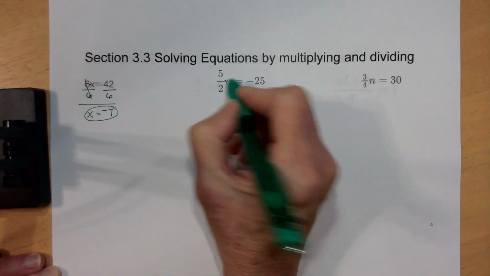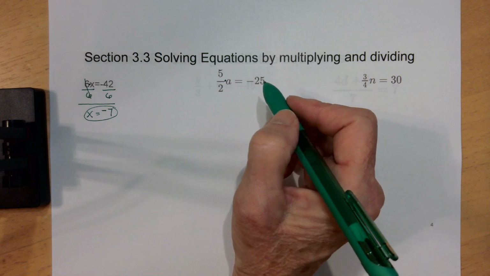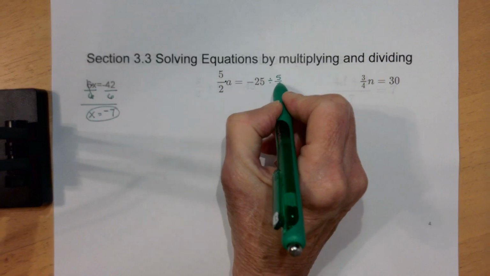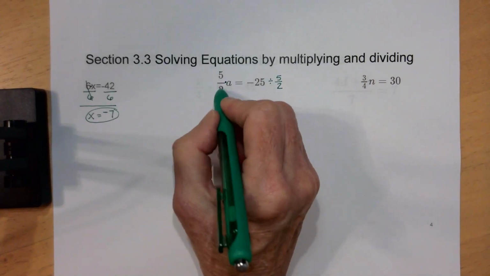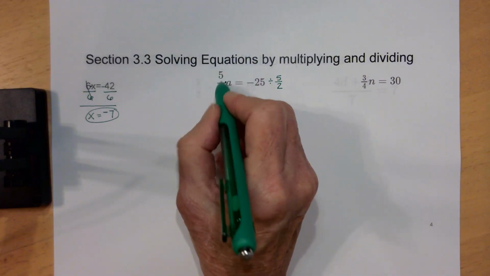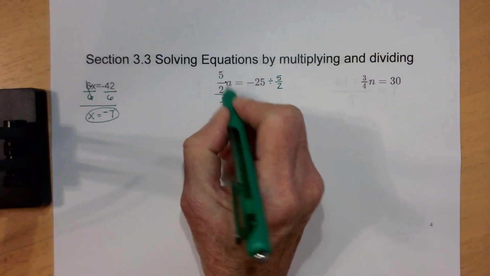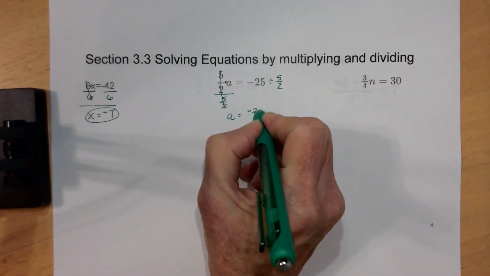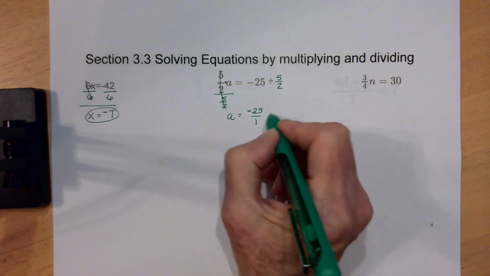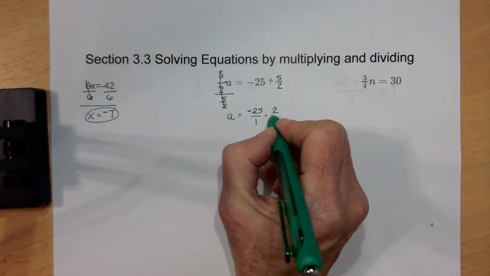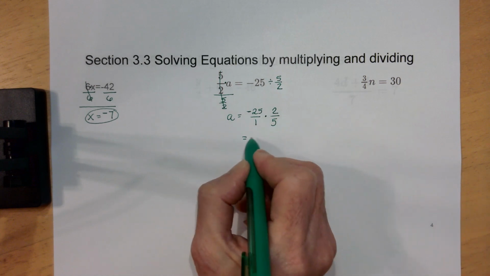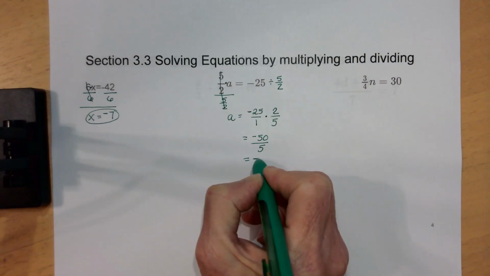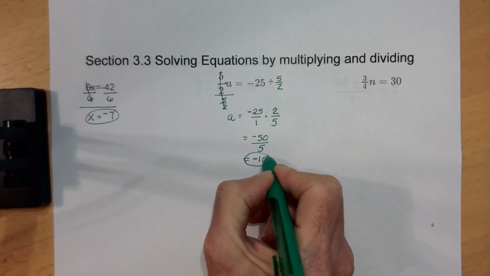Here, I have 5 over 2 times a. So I can divide both sides by 5 over 2. Or another way of doing that, and it's harder to show it on this side, the 5 over 2 divided by 5 over 2 is going to leave me with an a. And on this side, I have negative 25 over 1, and I'm going to invert and multiply, so I get 2 over 5, which is going to give me negative 50 over 5, which is equal to negative 10. Okay.